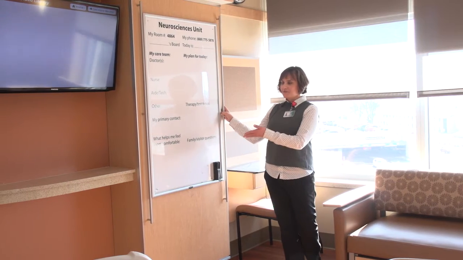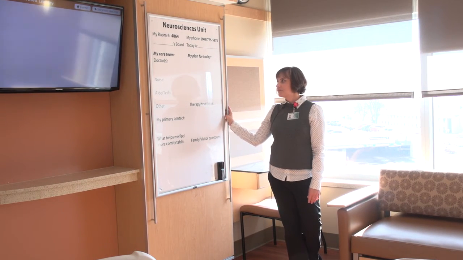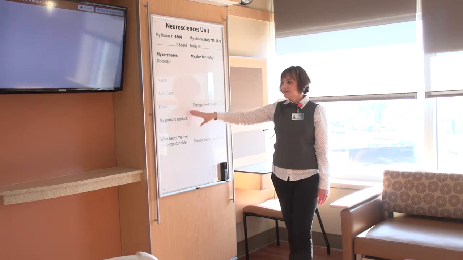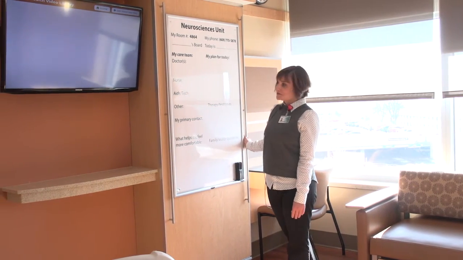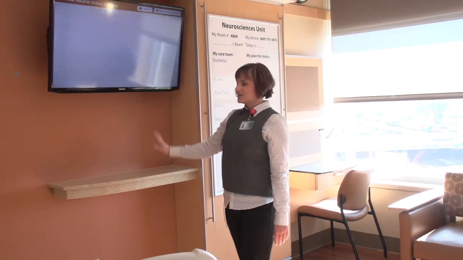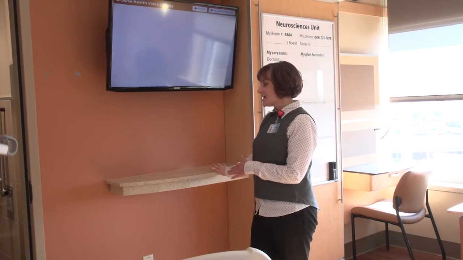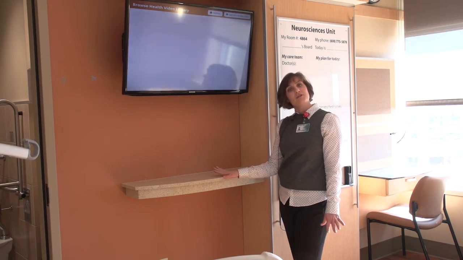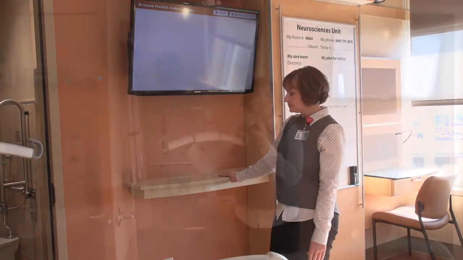As we move on, every room is given a closet or a wardrobe for every patient. This is also the patient information board. This is where you'll find all the information to keep you on track with your care. Every patient room is provided with a TV and an additional shelf. The shelf, again, is another spot for your cards, your flowers, things that just make you feel good.